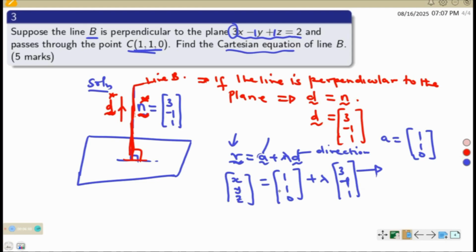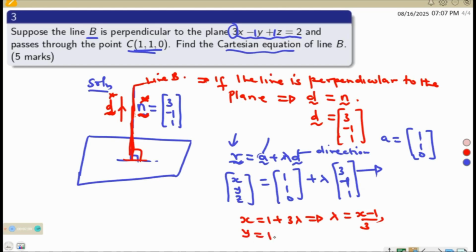So let us try to do that. From this, we can easily say x is actually same as 1 plus 3 lambda. And what does this one mean? This means that your lambda is same as x minus 1 divided by 3. That is what we shall have. And also, we can have y, which is equal to 1 minus lambda. Make lambda the subject, so we bring this one this side, then we divide. So that will be y minus 1 divided by negative 1. So that is what we shall have. Also, we shall have the last one, z, which is equal to 0 plus lambda, and that will be lambda.